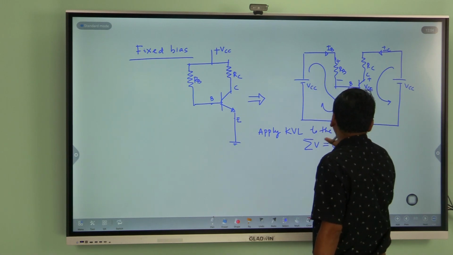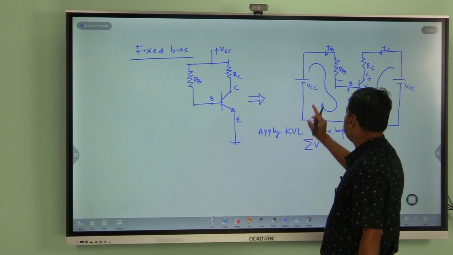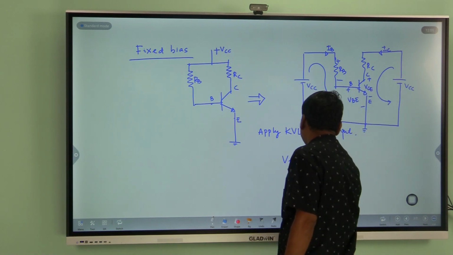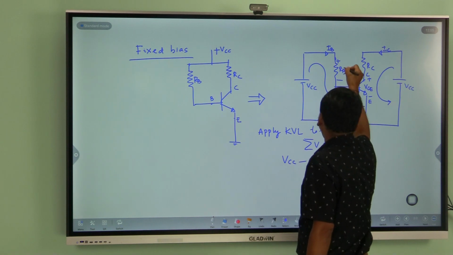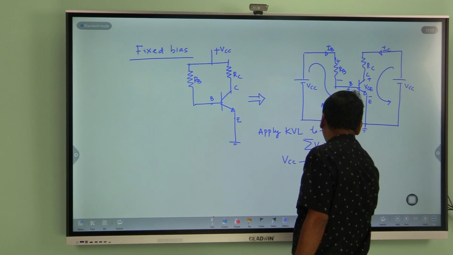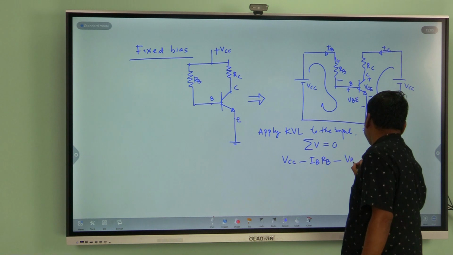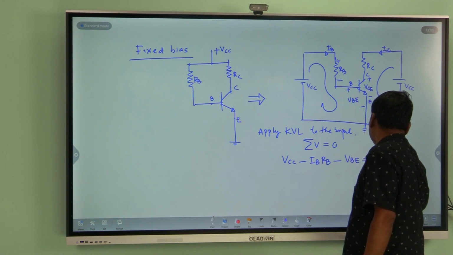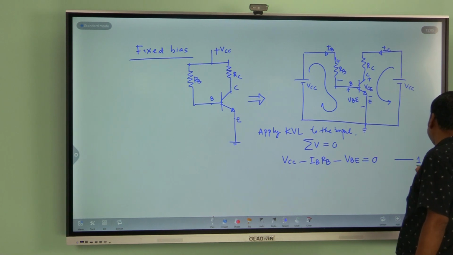If you are applying KVL to the input loop, what is my equation? Here minus to plus is plus, that is your VCC, again plus to minus, minus IB into RB, then plus to minus, minus VBE equal to 0. It is very, very important. This is your equation 1.